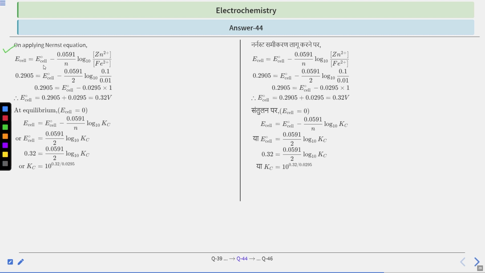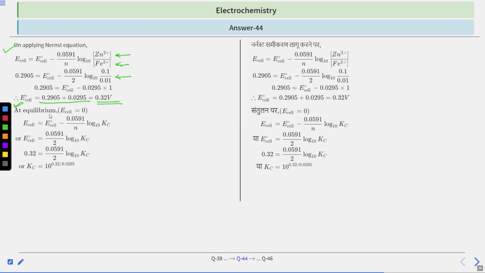It will be E of cell equals E naught of cell minus 0.0591 divided by n, log base 10 of oxidized state upon reduced state, which is Zn2+ upon Fe2+. We have been given the concentrations and the value of E cell, so we just put it in the equation. On solving, we have 0.2905 equals E naught of cell minus 0.0295 times 1. Therefore, E naught of cell is 0.2905 plus 0.0295, which equals 0.32 volt.